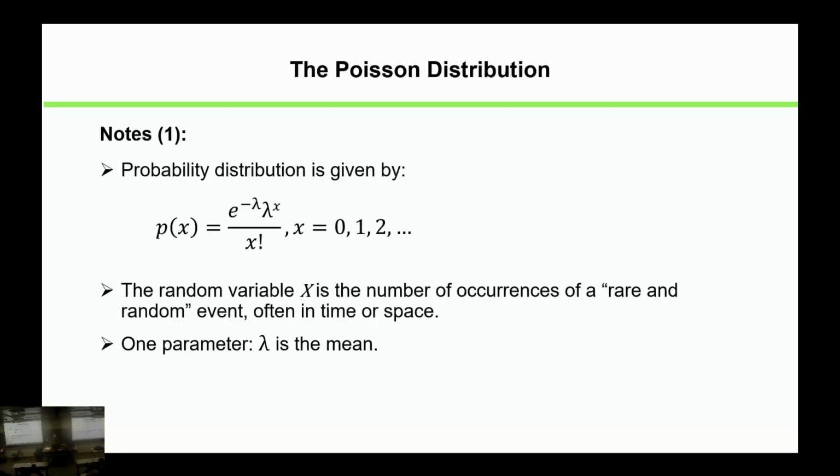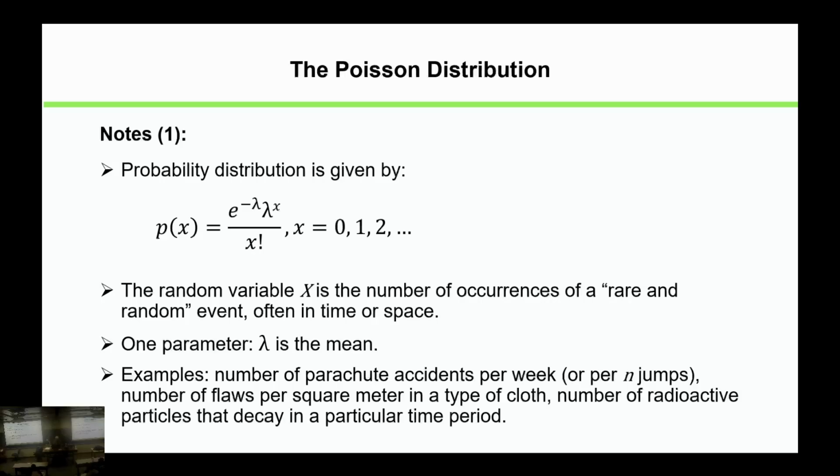So what we were looking at is the number of occurrences in some unit of time, some unit of space, or some combination of time and space. We call them often spatiotemporal sampling units. And so there are some examples of Poisson events, at least approximately, okay? Number of parachute accidents per week or per n jumps. We could do it per n jumps.